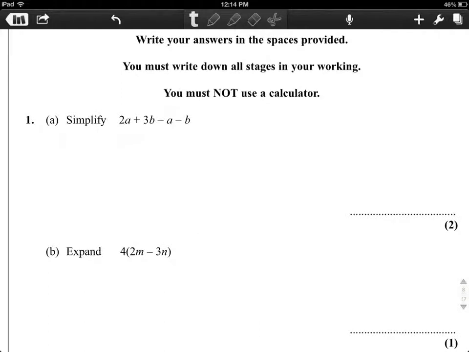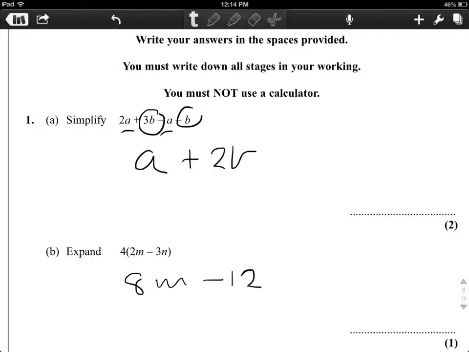Now they're simplifying terms, so we've got 2a minus a gives me a, we've got 3b minus b gives me 2b. Open out the brackets, we get 8m, and then we get minus 12n.